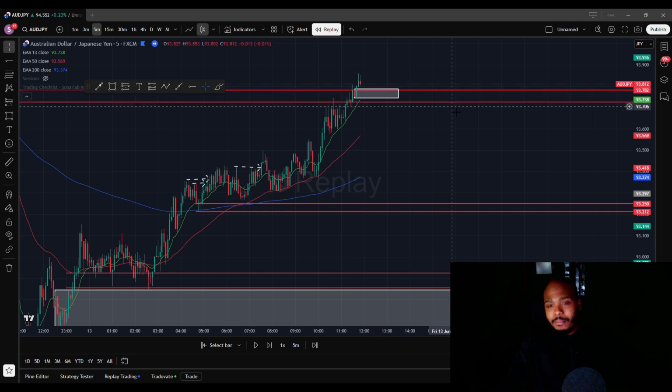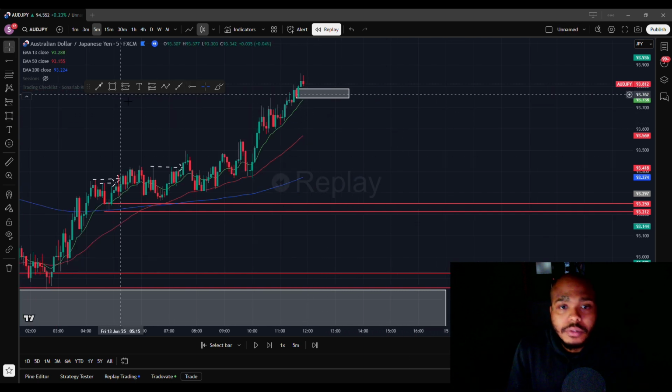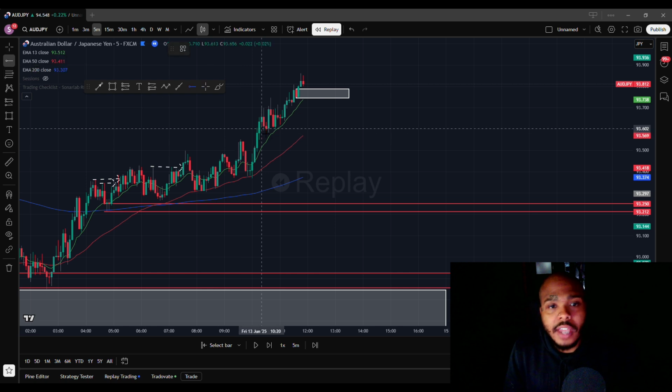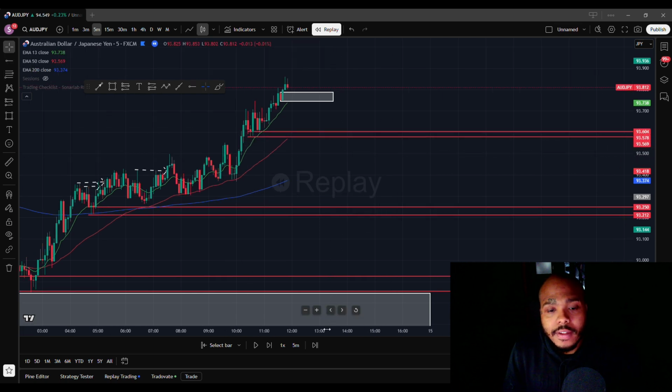We have a 5 minute demand here with a gap. We also have this area of liquidity sitting down / support resistance sitting down. Let's see what happens. Let's put this down to the 1 minute. Let's see if price. So price wicked off. Will price give us the entry?